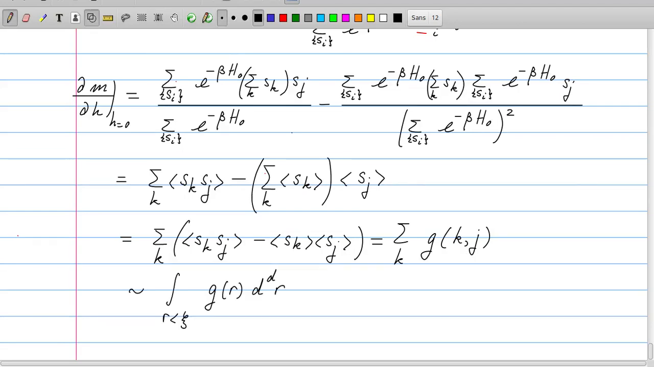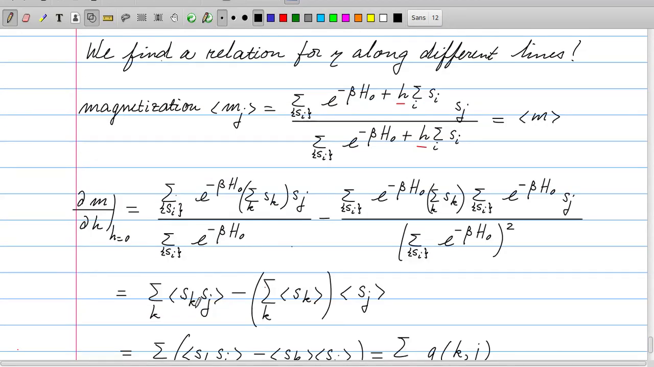And if we are in the continuum limit, then the correlations are long ranged, so we don't have to carry out that sum in a discrete way. We can just replace it by an integral, and we get all the contributions of g(r), this correlation function, over the entire space. Here I have restricted that to values of r that are smaller than the correlation length, and that requires some explanation.